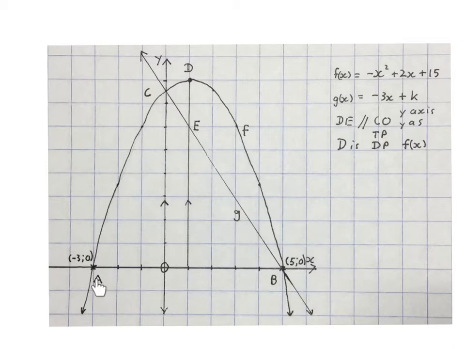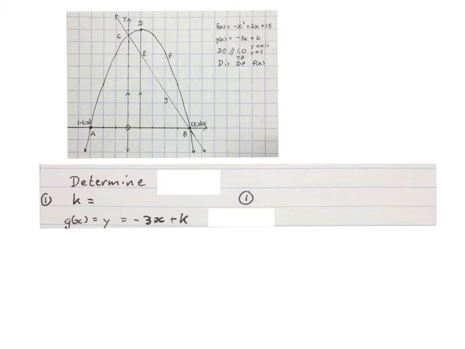Then they gave us A and B, the x-intercepts, with the coordinates (-3, 0) and (5, 0). Firstly, they asked us to determine the value of k. That is the k we have in the part of the formula of the straight line. There are two ways to do it. One way is you have a coordinate on this line.